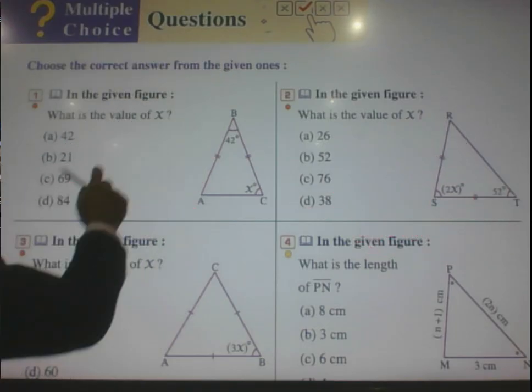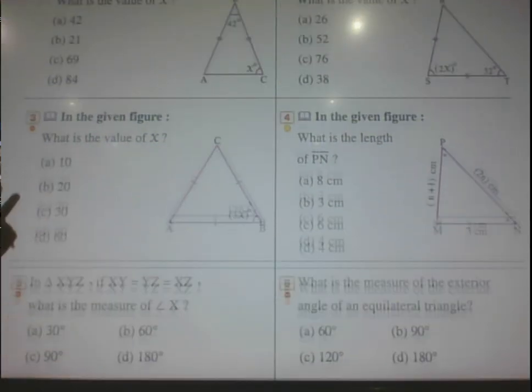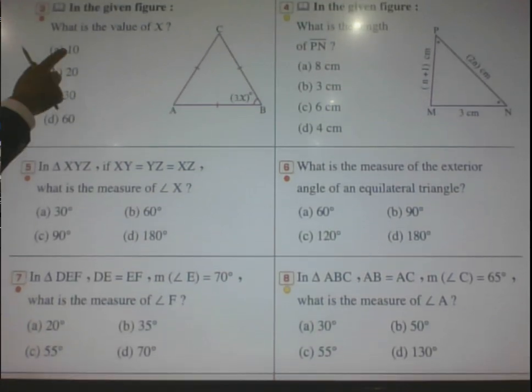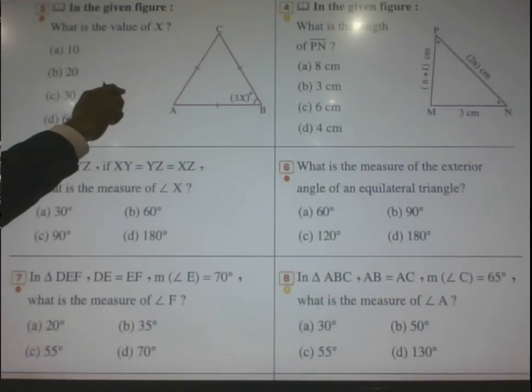Next question down here, number 3. What is the value? Okay, next question number 3 here. In the following figure, what is the value of x?